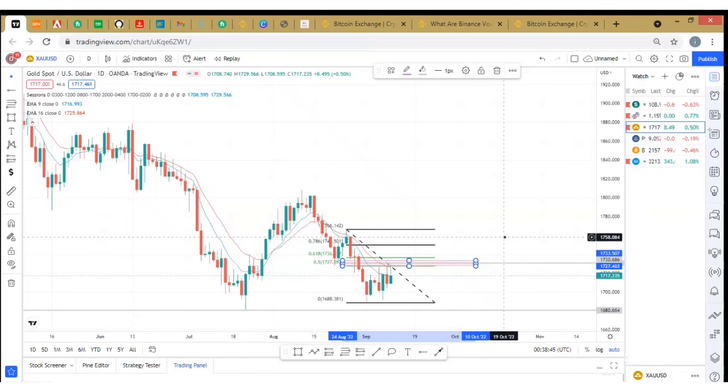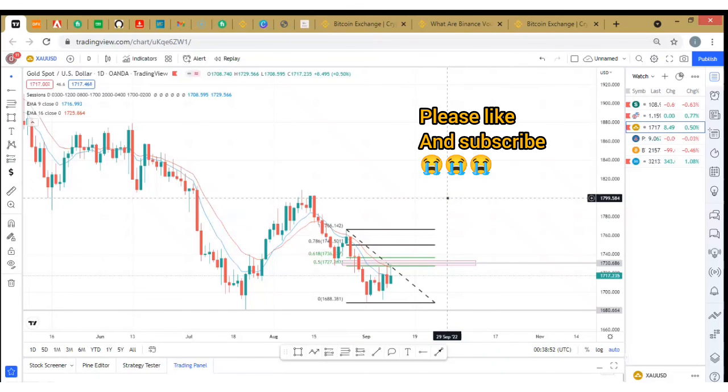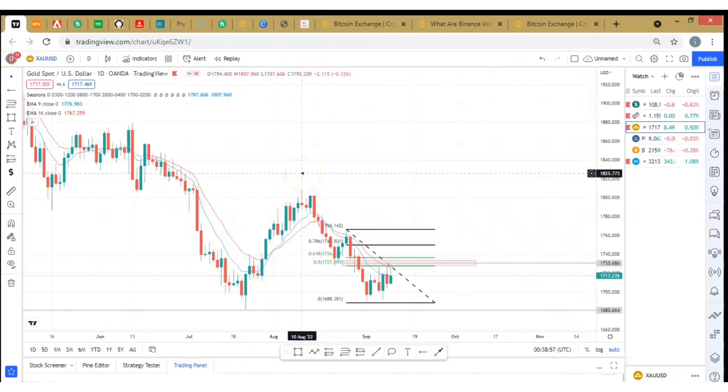So yeah, guys, this is it for the week. These are the two pairs I trade. I trade pound and gold. I like to trade those two. I like to keep it simple. I don't like too many pairs. I'm a day trader. It will be too much stress for me because I have other things I'm doing.